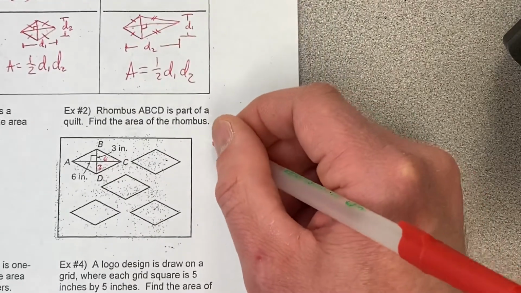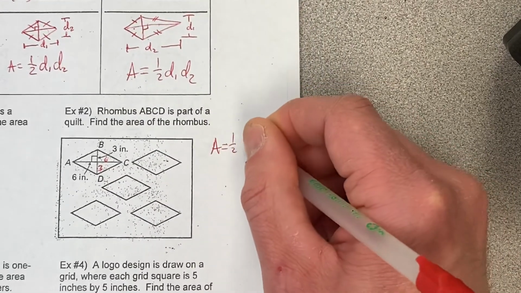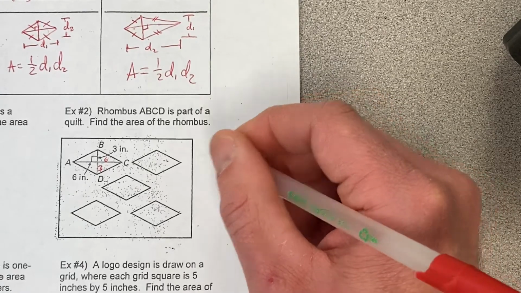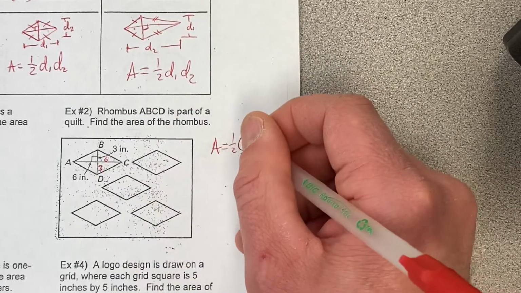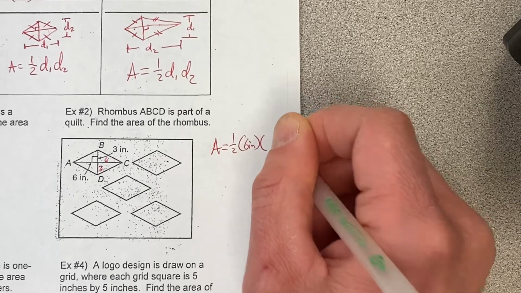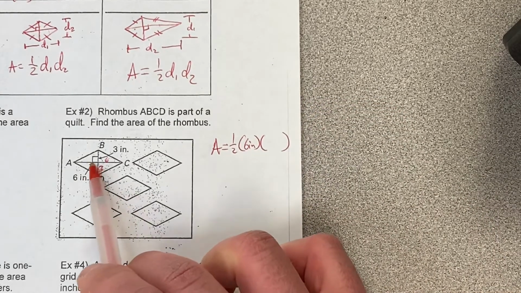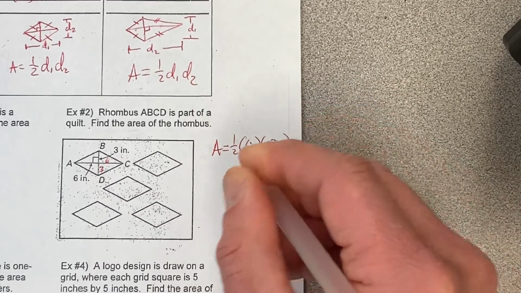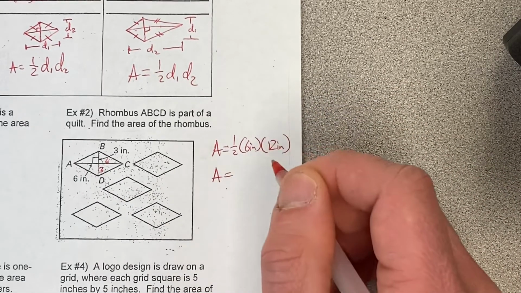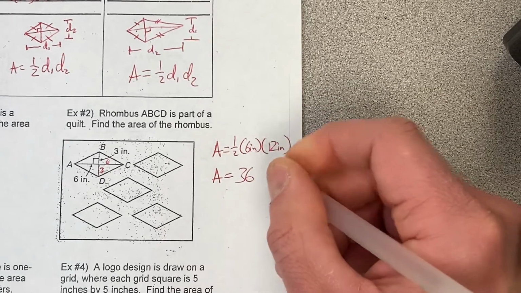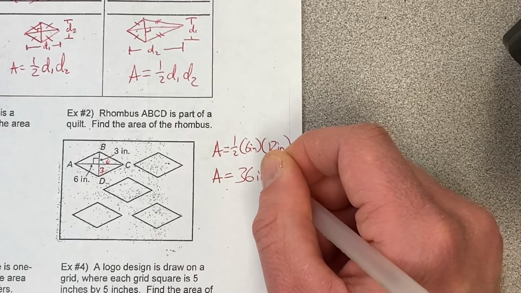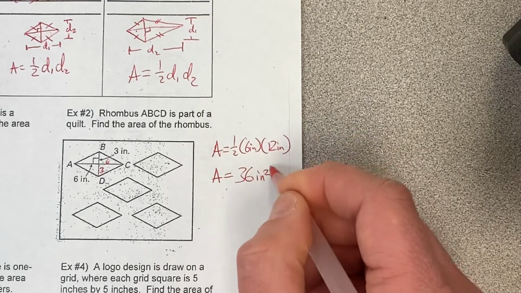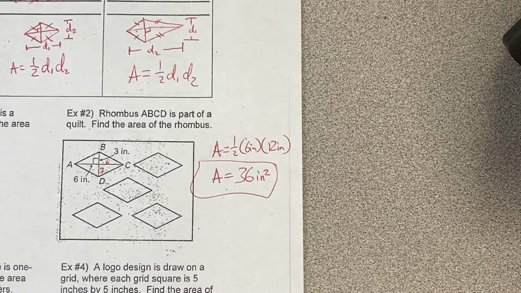So for the area of a rhombus, you go 1/2 one of the diagonals, which one of these diagonals, 3 and 3, would make 6 inches, and times the other diagonal. If it's 6 inches together, we've got 12 inches right there. And in our brains, we've got 36 inches squared.